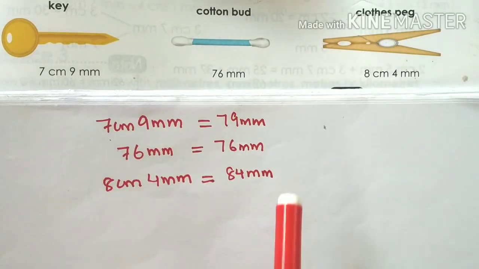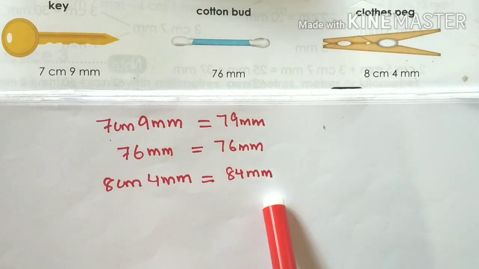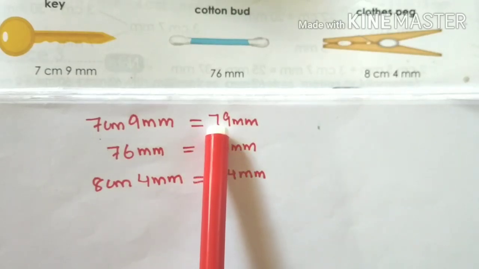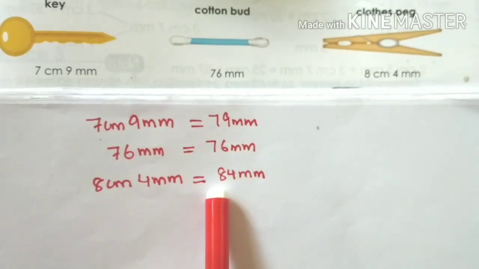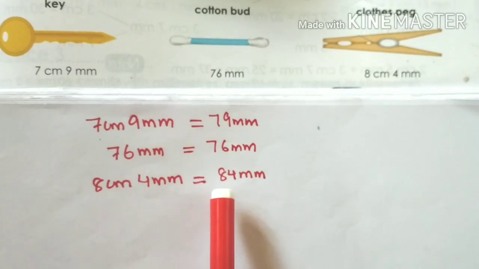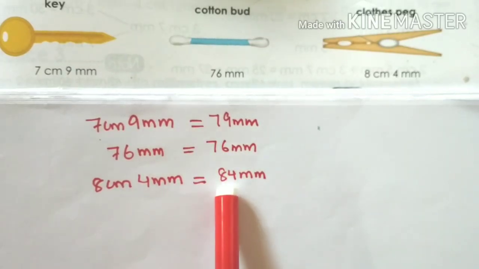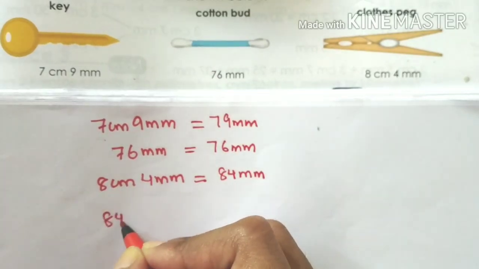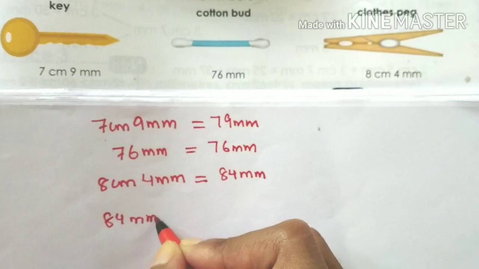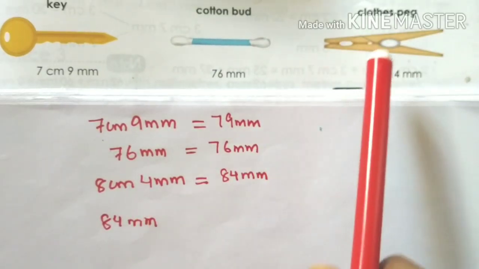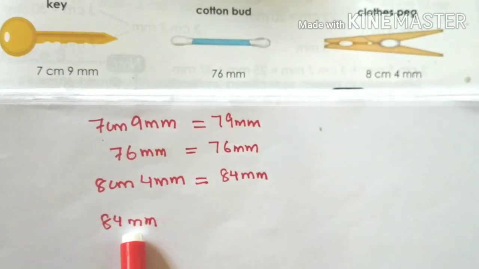Now we will compare the lengths of the objects. So we will first compare the tens. If we compare the tens, we can say that 8 is greater than 7. So 84 millimeters is the greatest. That means the length of the clothes peg is the greatest.